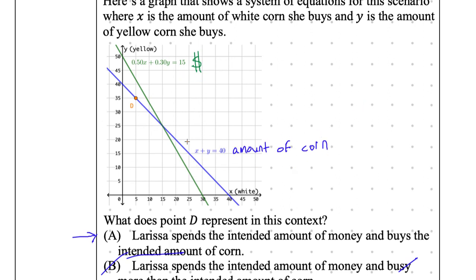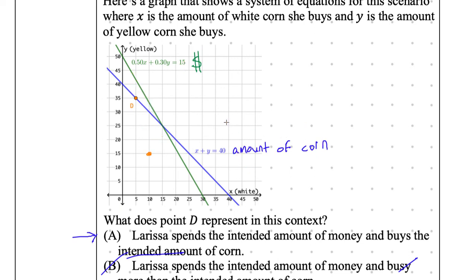So what happens if the point is not even on any line? Let's try a point down here. What's happening down here is I am below both of these equations. I'm below the money equation, so this is not enough money. I haven't spent enough money, and I didn't buy enough corn because I'm below corn. I'm below both of these two lines. So Larissa has not spent enough money, and Larissa did not buy enough corn.